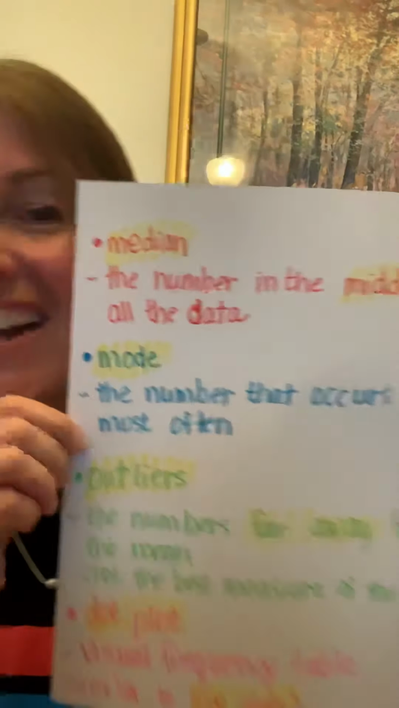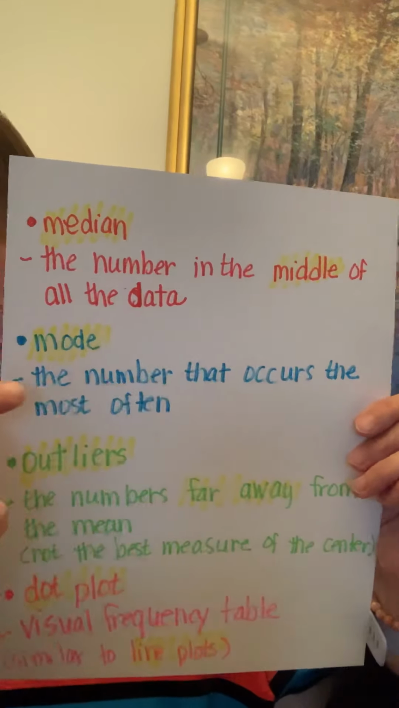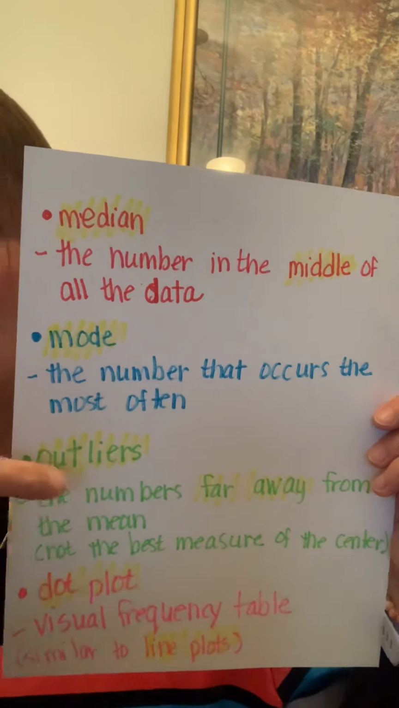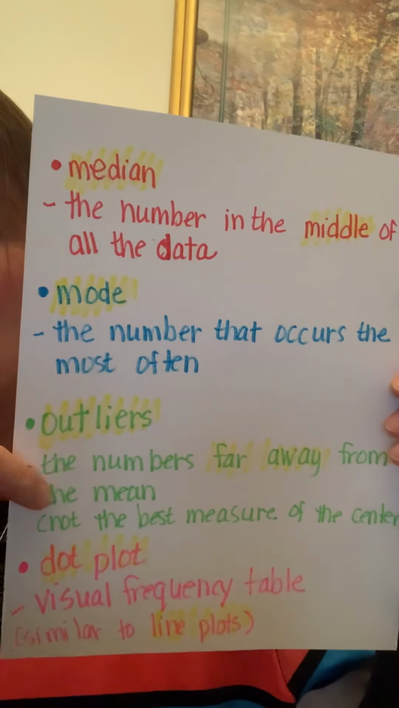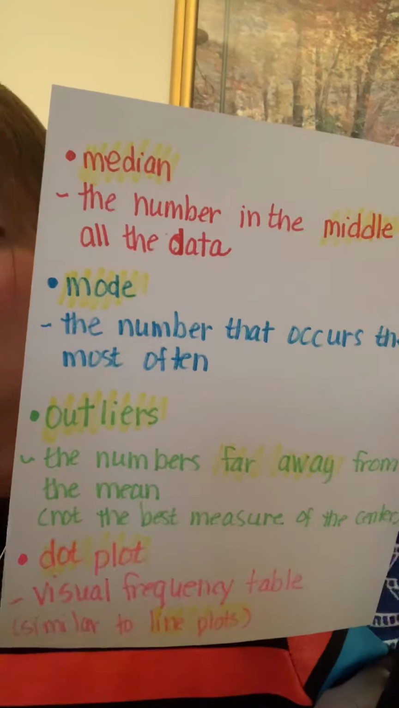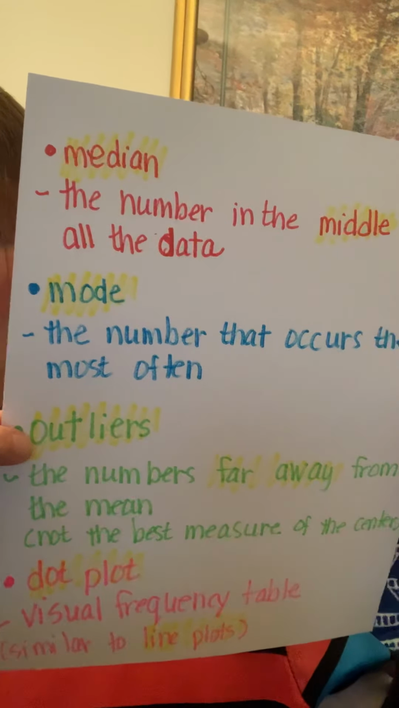Then we're going to talk about the median. Oh, I love this one. The median's pretty fun. That's the middle of the numbers. The mode is the one that occurs the most often. The outliers are the numbers that are the farthest away from the mean. Oh, look, there's our word again. Mean, it's all over the place. The outliers are the ones that are the farthest away.